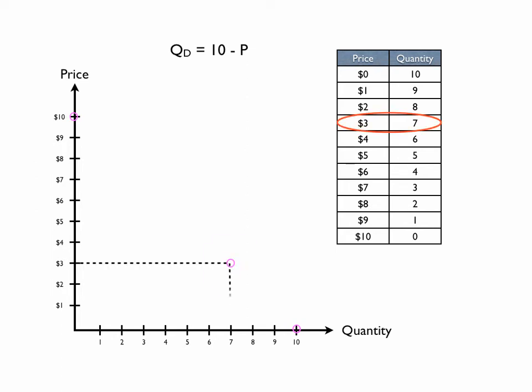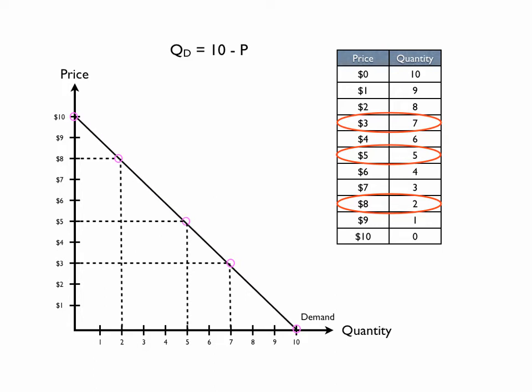At a price of 3, consumers are willing to purchase 7 units of the item. At a price of 8, consumers are willing to buy 2 units of the item, and at a price of 5, consumers are willing to buy 5 units of this item. So here we've plotted out 5 of the 11 data points available to us in this chart, and we can draw a line through these data points, and this gives us our demand curve. If we had plotted out these other data points, they would have fallen along this line as well.